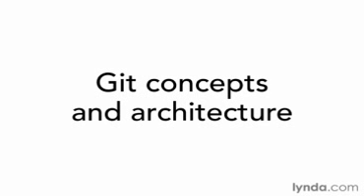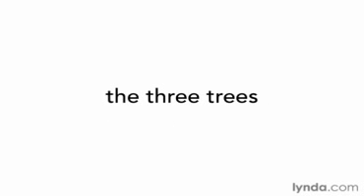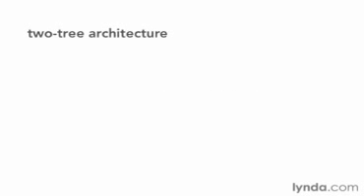In this chapter, we're going to examine a few key concepts in Git that will help you to better understand how it works. And the first of these is the three-tree architecture that it uses. Let's begin by looking at a typical two-tree architecture. This is what a lot of other version control systems use.